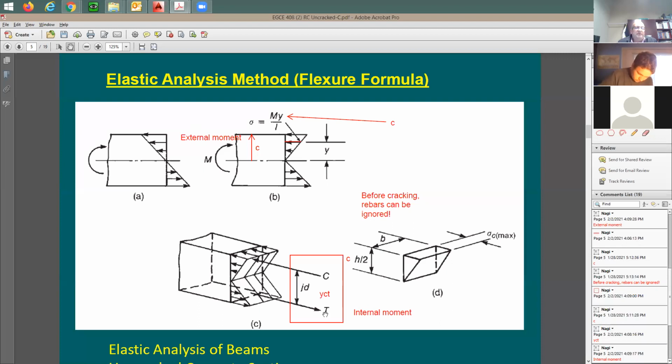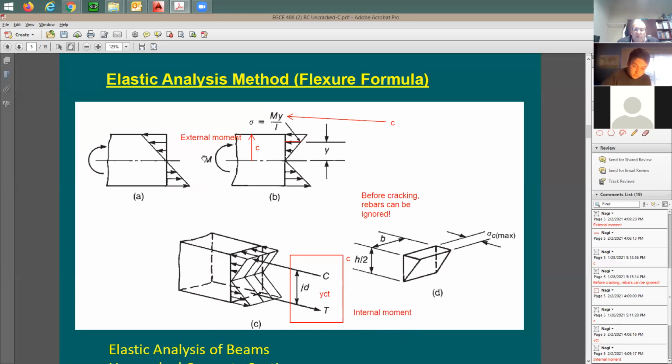So the internal moment is going to be T or C, they're equal to each other in value, times the YCT. External moment is going to be just the moment that you calculate. How do you calculate the moment? If I give you some load, you can find out the moment diagram, and at your section of interest, let's say the maximum moment point, just take the moment, which is this M, right? And if you wanted to see how much force is developed within the beam, just take this moment and set it equal to the internal moment. So in this case, you say M equals C times YCT.